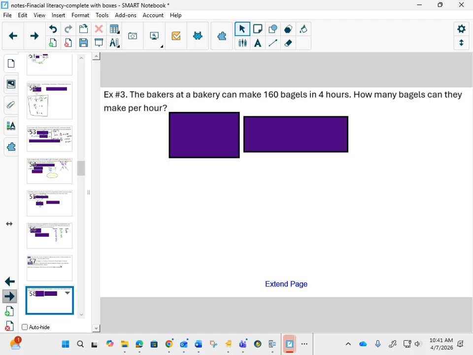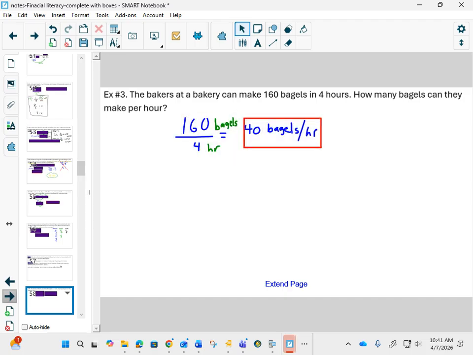160 bagels in 4 hours. If you wanted the unit rate, you'd have to figure out how many they make in 1 hour. So this is what we're trying to figure out. If we reduce this, it becomes 40 bagels per hour.